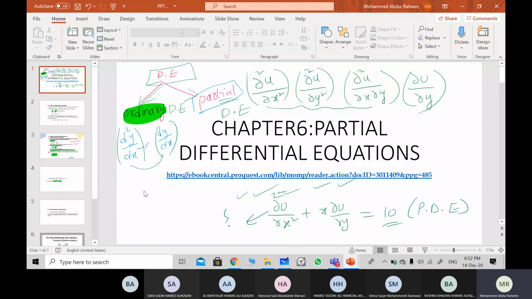Solving ordinary differential equations, we know separable, linear, Bernoulli, exact, first order, first degree. For second and third order or higher order, we know complementary function plus particular integral. Okay.